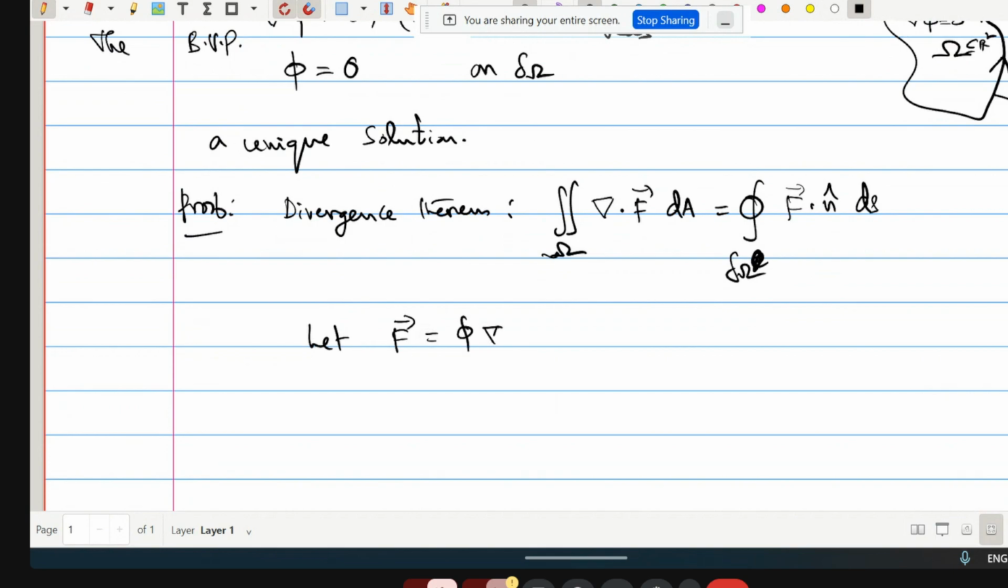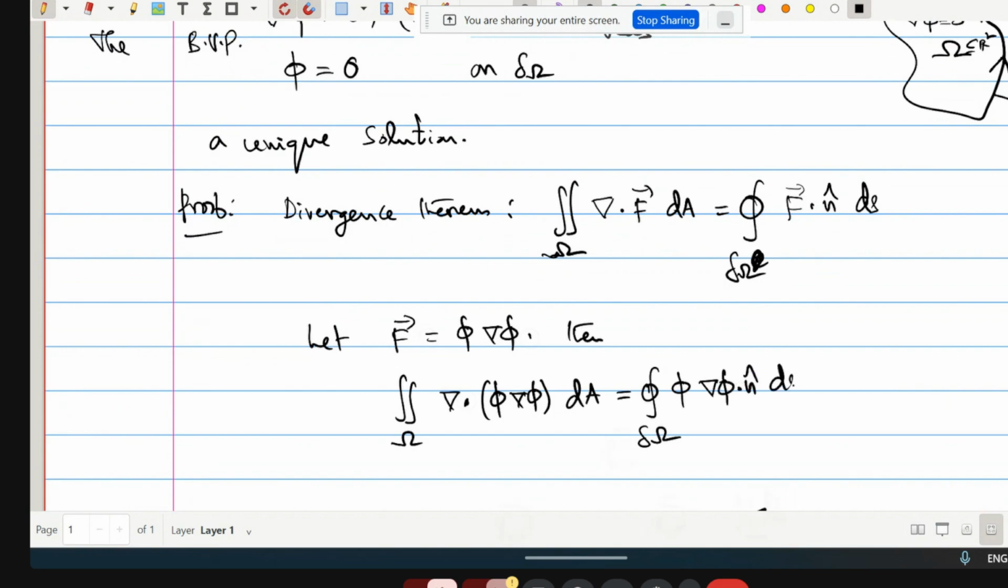So now what we do is we'll take f bar as phi into grad phi. It's a vector field, right? Then integral over omega del dot of phi grad phi dA equal to integral over delta omega of phi into del phi dot n cap ds. Okay, that's just a line integral. dl also you can take it.